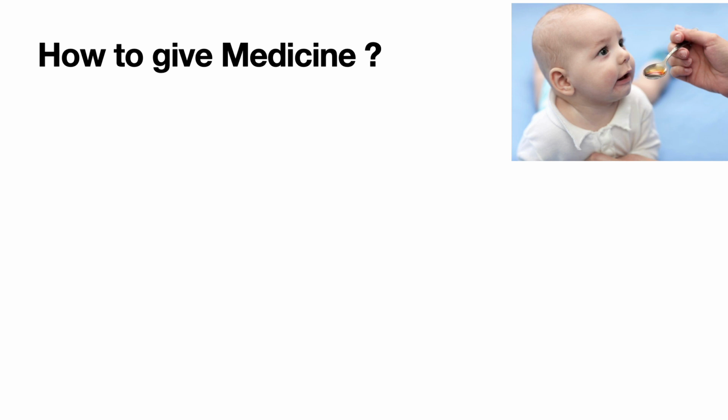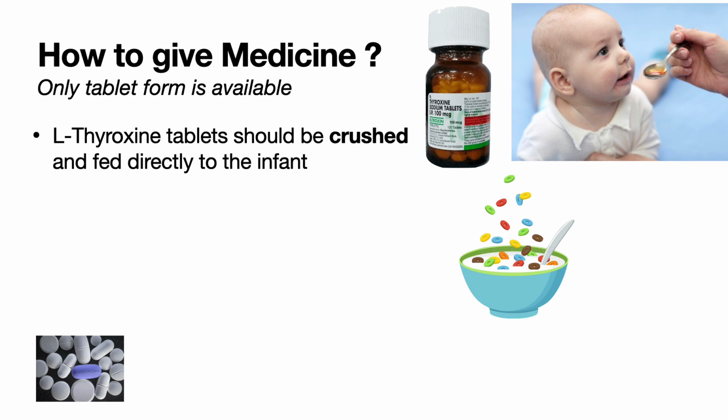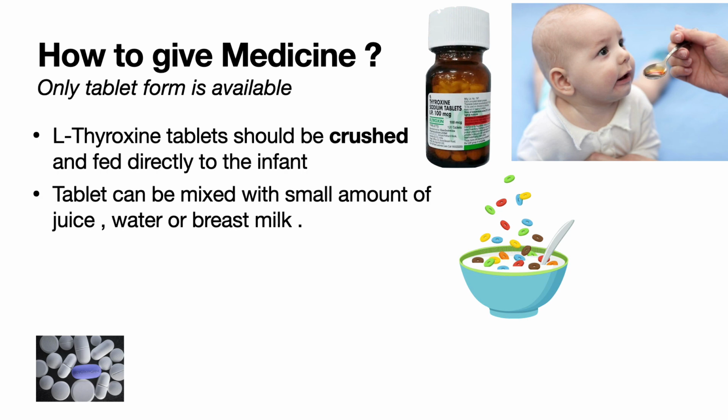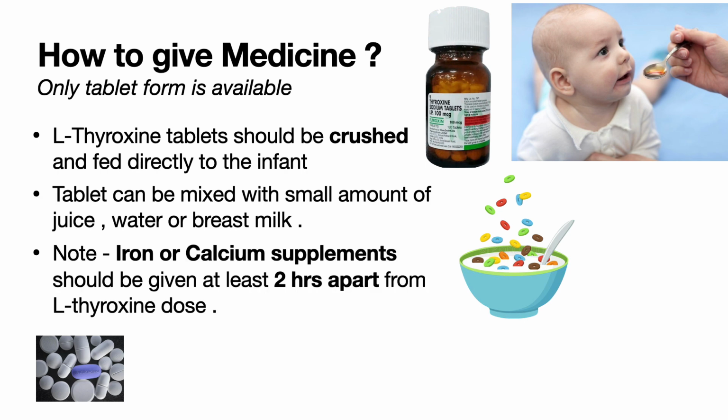Now, how to give medicine? Only tablet form is available. Hence, levothyroxine tablet should be crushed and fed directly to the infant. Tablet can be mixed with small amount of juice, water or breast milk. Note that iron or the calcium supplement should be given at least 2 hours apart from the levothyroxine dose.